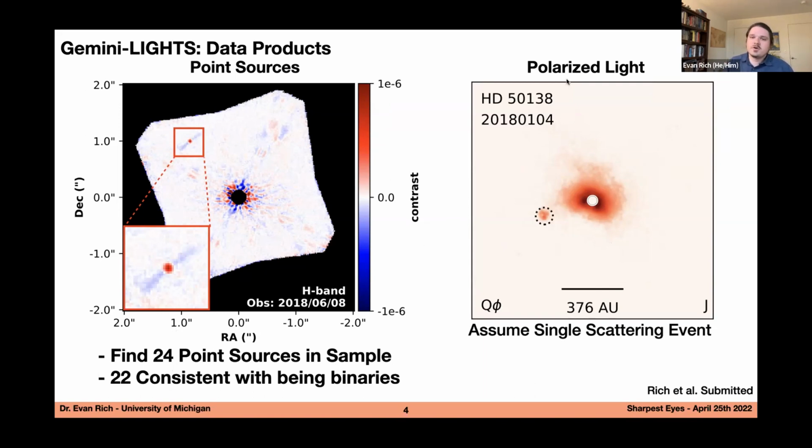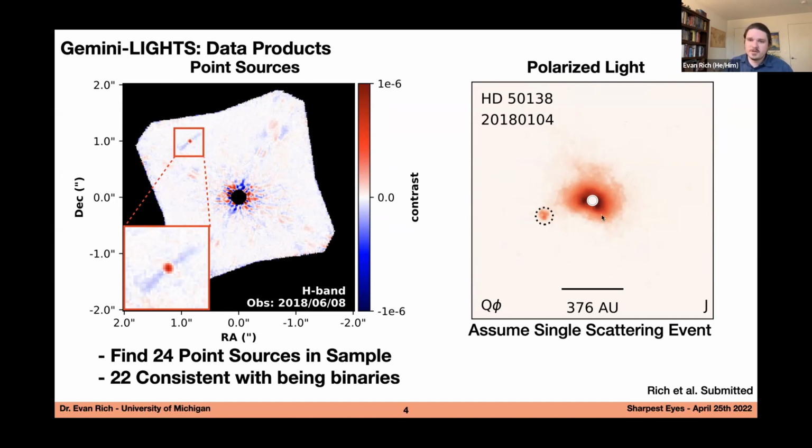But the majority of our data products is polarized light. So shown here in this image, all the light you're seeing in red is light from the central star that's scattering off the small dust grains and coming to us as the observer.